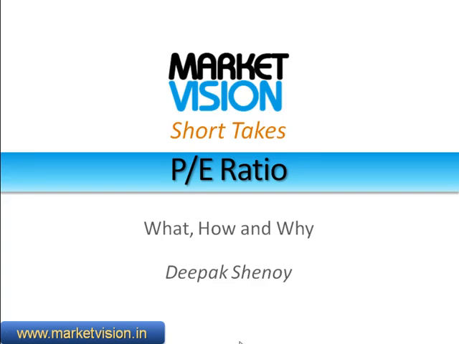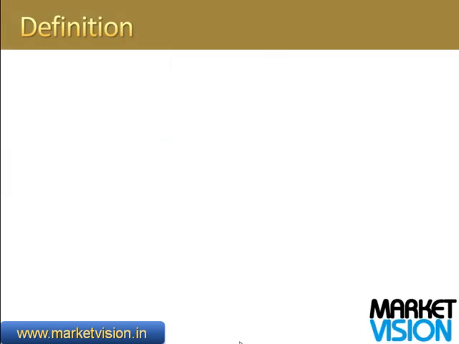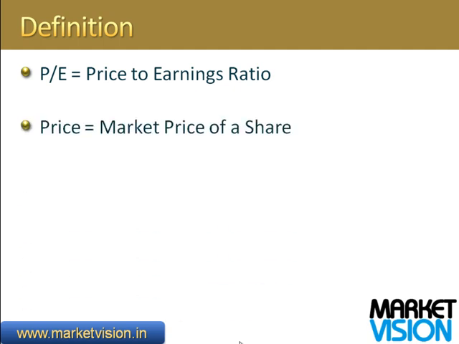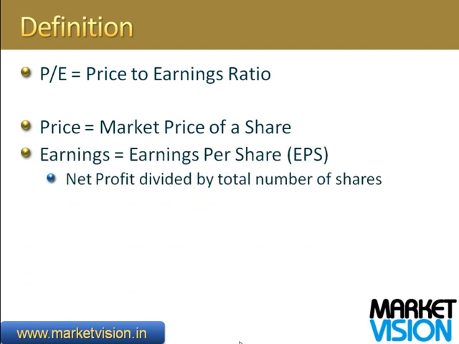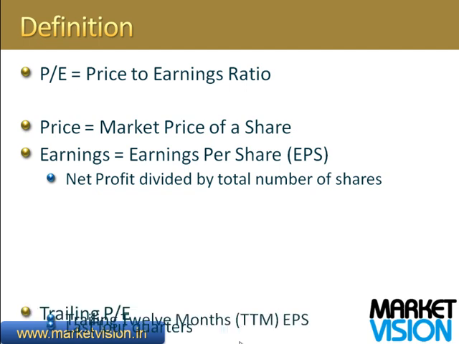I'm Deepak Shenoy and today we'll talk about the what, how and why of the PE ratio, a term often mentioned in stock market discussions. So the definition, or the what, is price to earnings ratio is what PE means. Now price here is the market price of the share of a company and earnings are the net profit on a per share basis. So you take the net profit divided by the total number of shares.